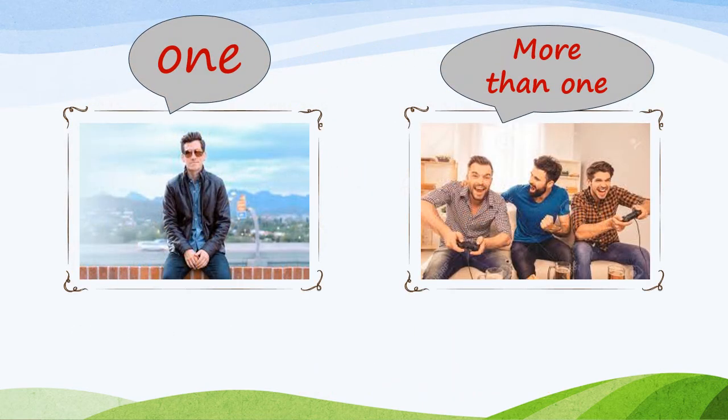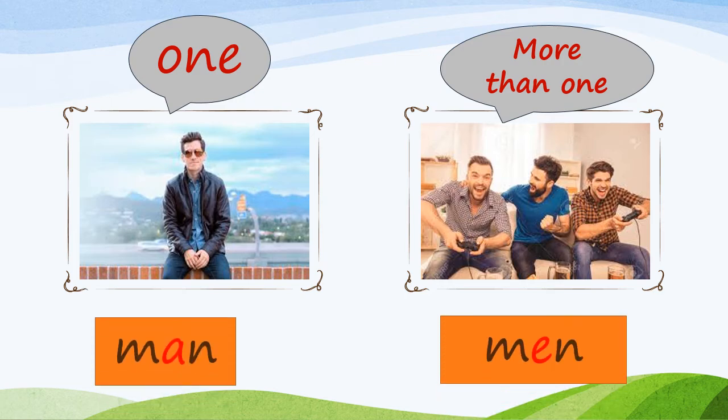Okay, now look at this example. What is this? One man, and the other picture, more than one. Now how do we write the spelling of man? M-A-N. Single is man, and when we make it plural, we write men. If you observe both spellings, here we have A for man, and here we change A into E and make it men. So one man, many men.